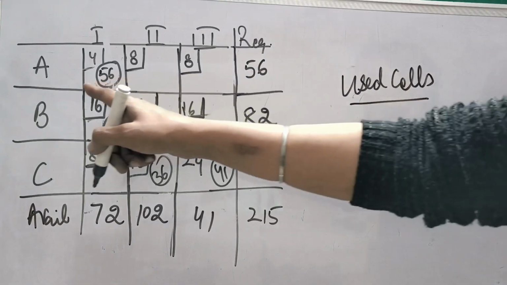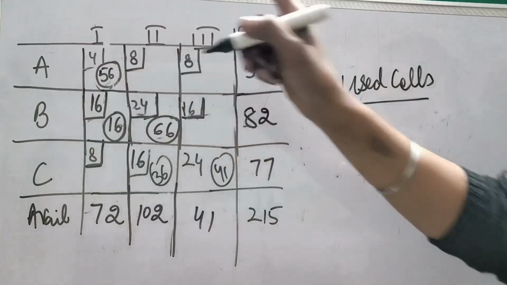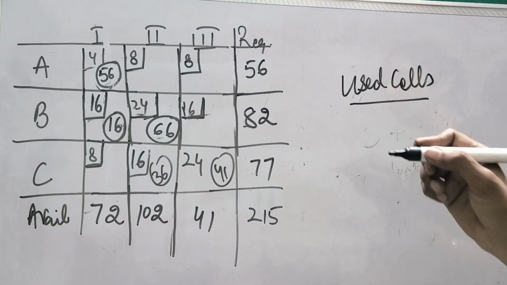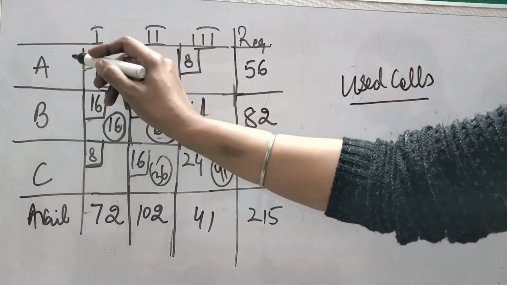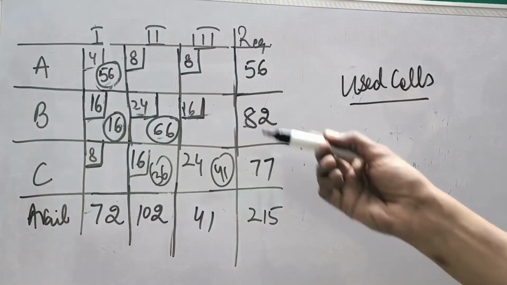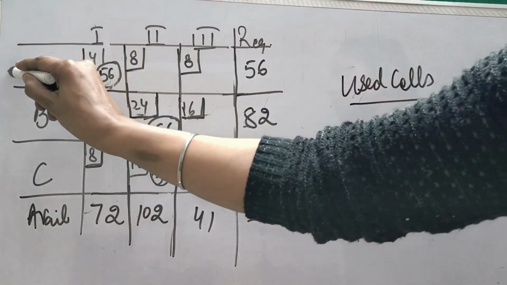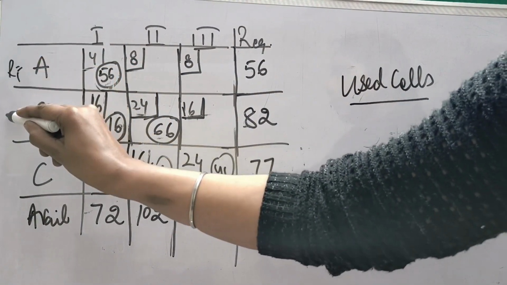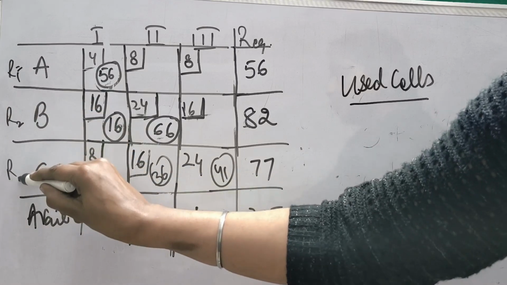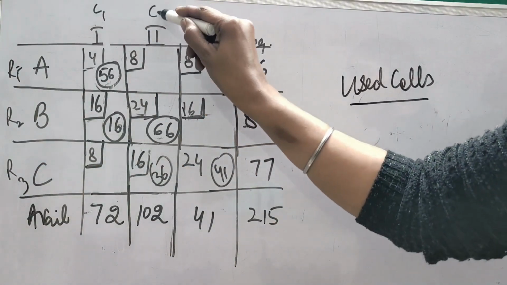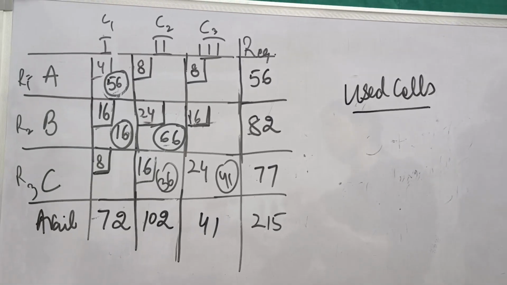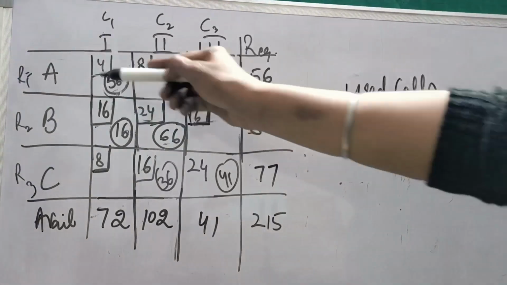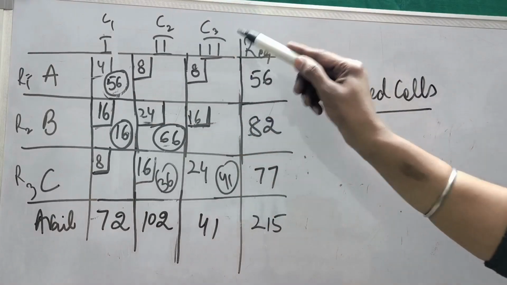So the first used cell is this one, A1, right? We have to calculate the values of opportunity cost for this. We can just provide some names to these rows and columns. We know A is our row number 1, this is our row number 2 and this is our row number 3. This is our column number 1, this is our column number 2 and this is our column number 3. So first of all we name our rows and columns. See, we have given the names of row 1, row 2, row 3, column 1, column 2, column 3.